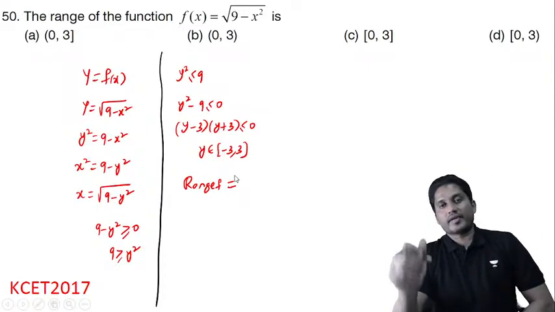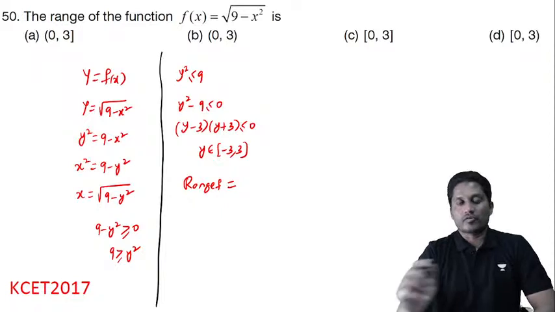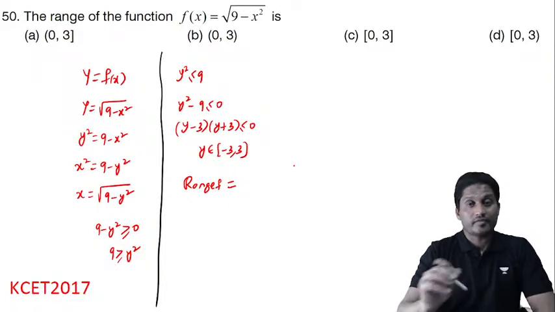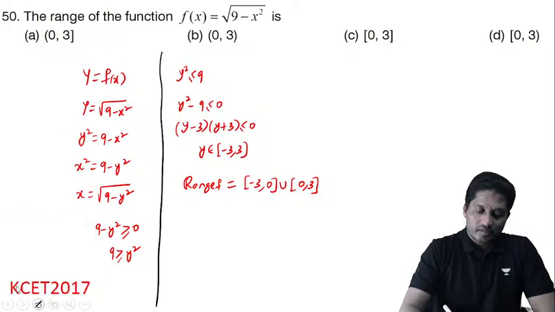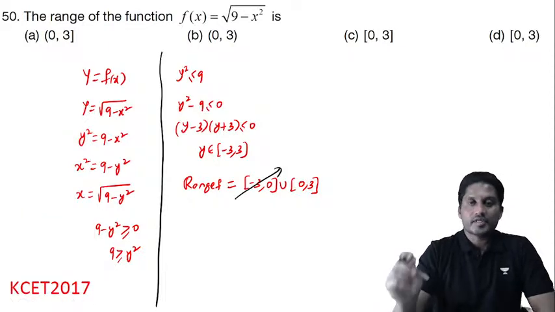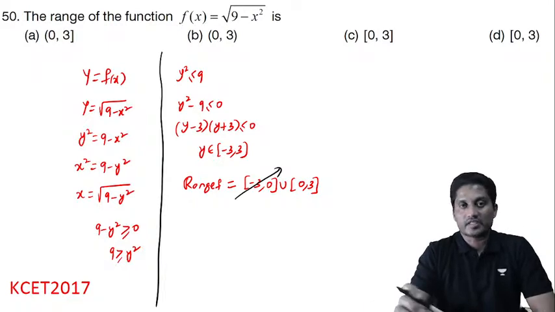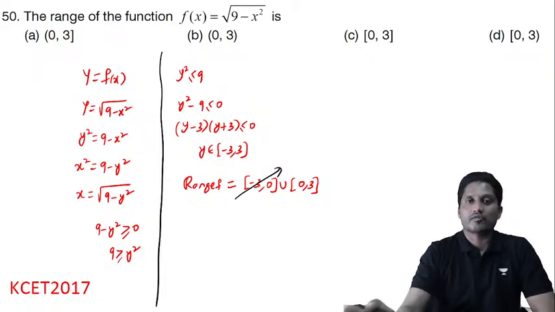Root of a number cannot be negative, so output cannot be negative. Root of 9 minus x square cannot be negative for any value of x. I can write this as minus 3 comma 0 union with 0 comma 3, right? So it cannot be negative. This is the closed interval 0 comma 3. Root of 9 minus x square can be 0 when x is plus minus 3. So the answer is closed interval 0 comma 3. Answer is option C.